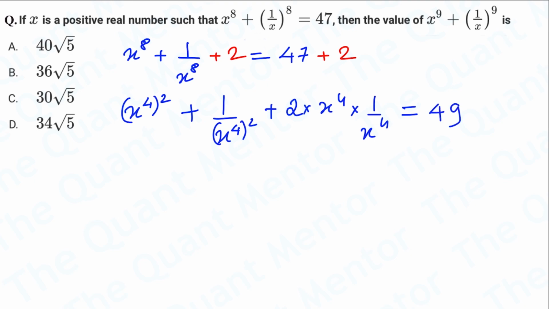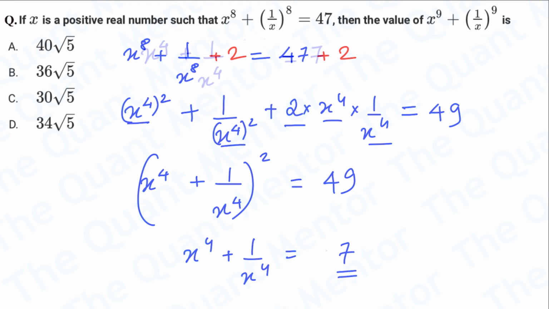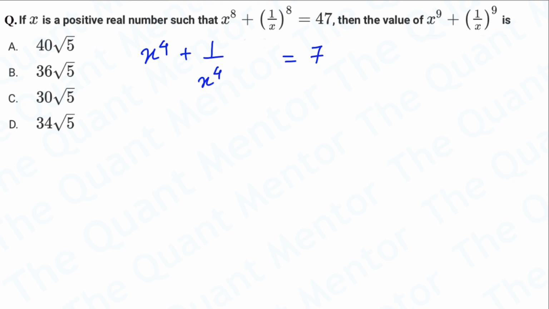If you now notice, your left hand side is of the form a square plus 2ab plus b square. So left hand side is a plus b the whole square. x raised to 4 plus 1 upon x raised to 4, the whole square, is equal to 49. Taking square roots, I will get x raised to 4 plus 1 upon x raised to 4 is plus or minus 7. But the question says x is a positive real number, so we have only one possible value, that is plus 7. And now we repeat this procedure 2 more times.